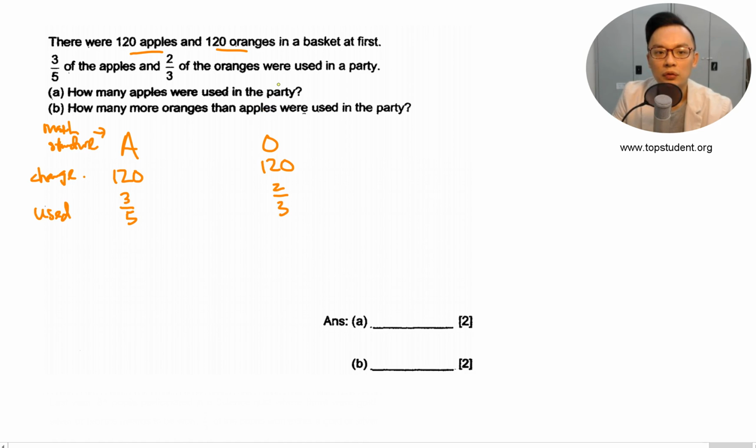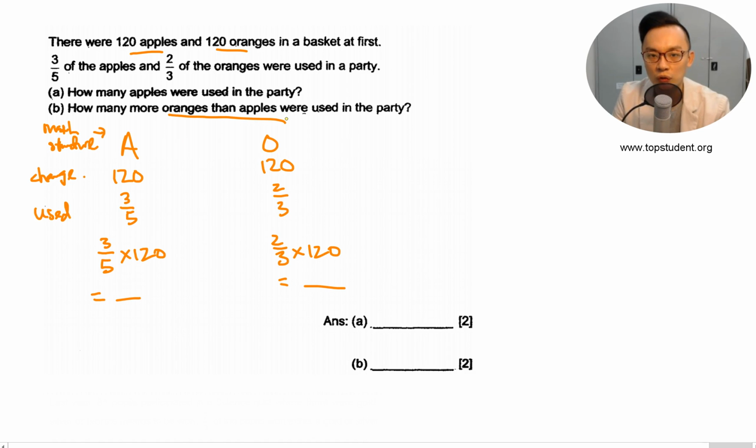How many apples were used in the party and how many more oranges? Okay, so I know how many apples, so I need to figure this number out. How many more oranges than apples? So I also need this number and I need this minus this. All right, so let's take a look. So it's 3/5 times 120, you get the answer. 2/3 times 120, you get the answer. And then you take this answer minus this answer will be how many more oranges than apples were used. Okay, so go and do this yourself.